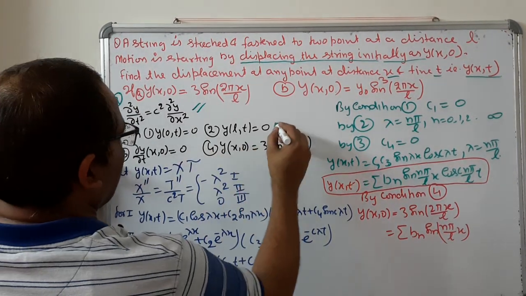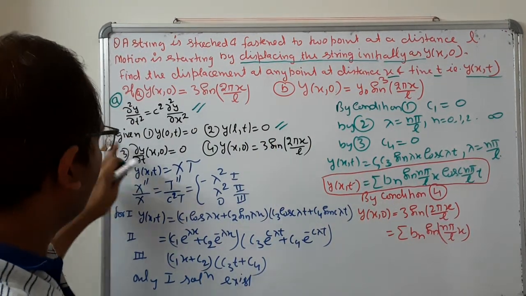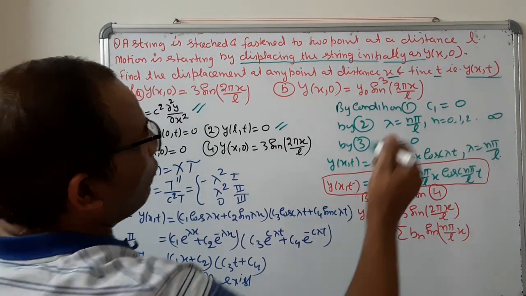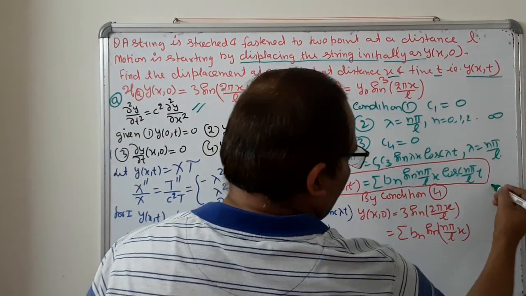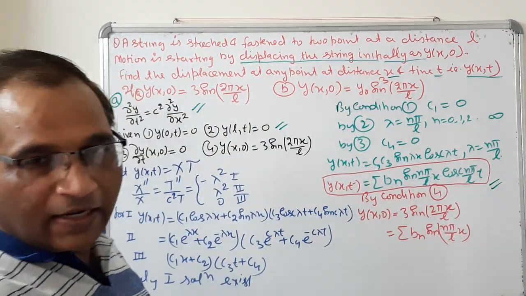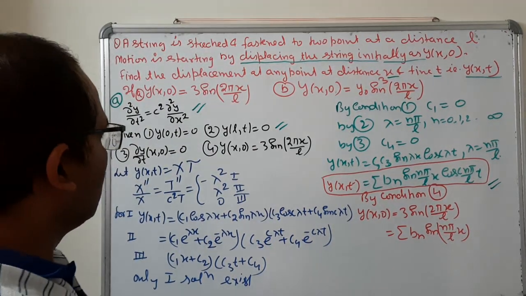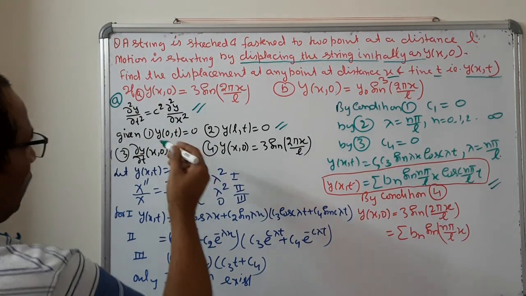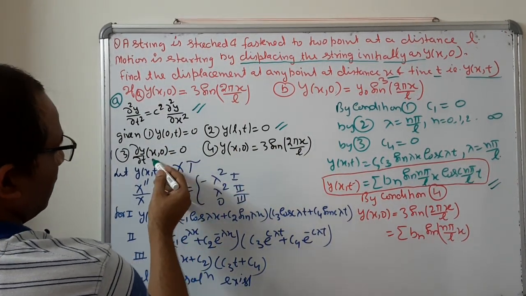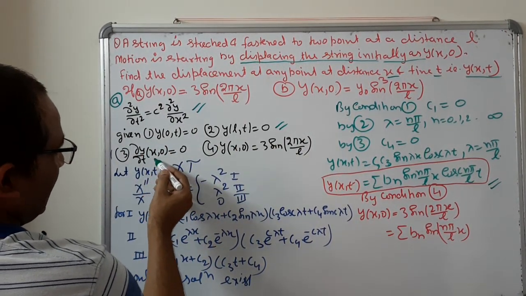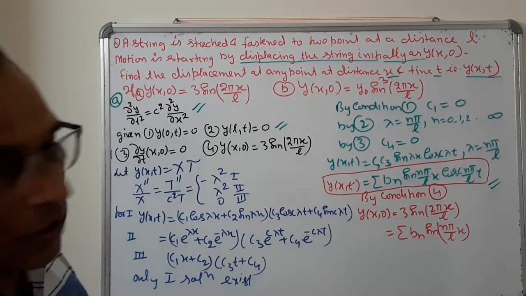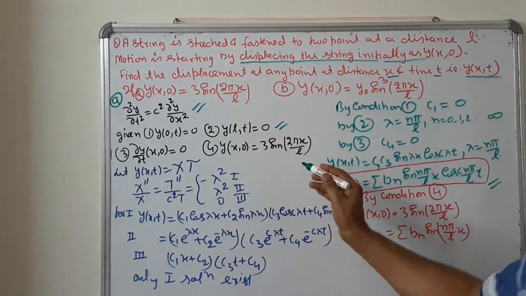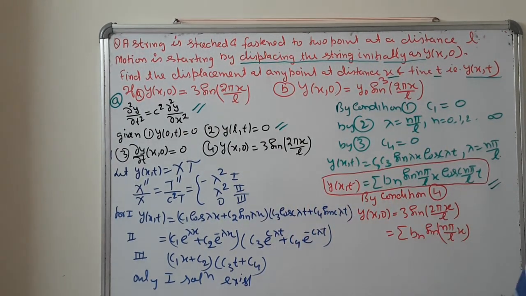The first and second conditions will be the same in all questions: y of 0,t equal to 0, y of L,t equal to 0. If the value of L is given, you can put the value of L after this step, after finding y. Otherwise, you can write all the things the same in all the questions, right? So first write the first two conditions, then the third condition, initial velocity 0, del y by del t at x,0 equal to 0. And the fourth condition is y of x,0 equal to 3 sin(2 pi x upon L), right?